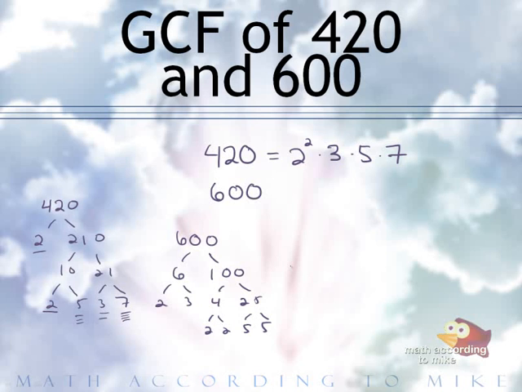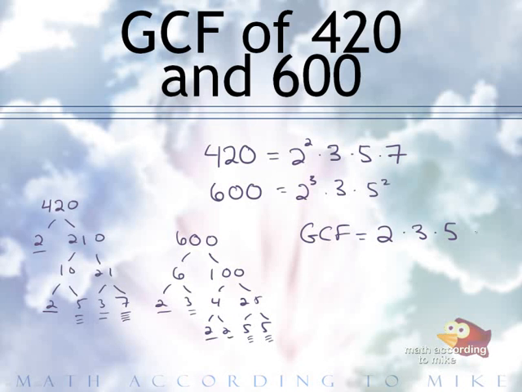So for 600 we have three 2's, so that'll give us a 2 cubed, one 3, and two 5's. So for the method of finding the GCF using the prime factorization, what happens is, and this gets a little wordy, you only look at the primes that are common to both factorizations. Notice both factorizations have a 2, a 3, and a 5 in common. There is no 7 in 600, so we ignore the 7.